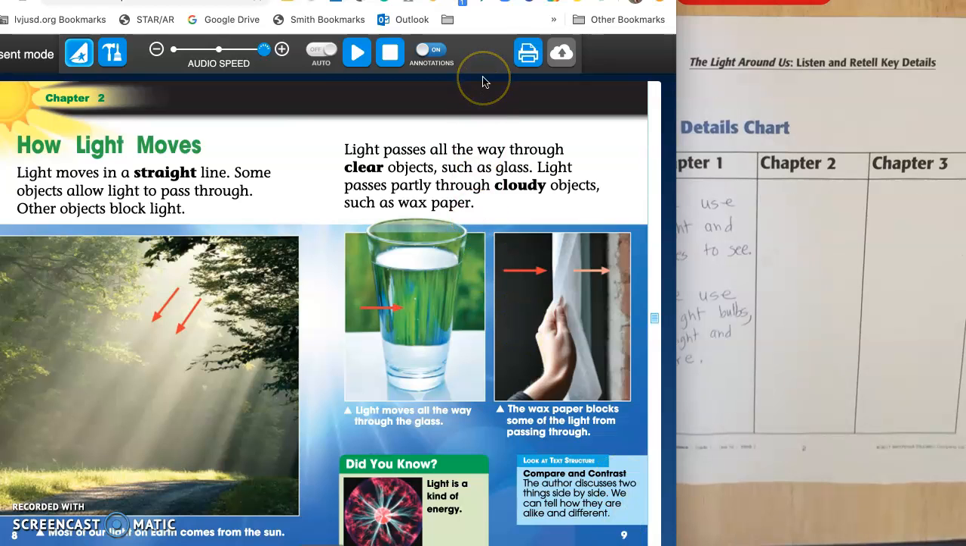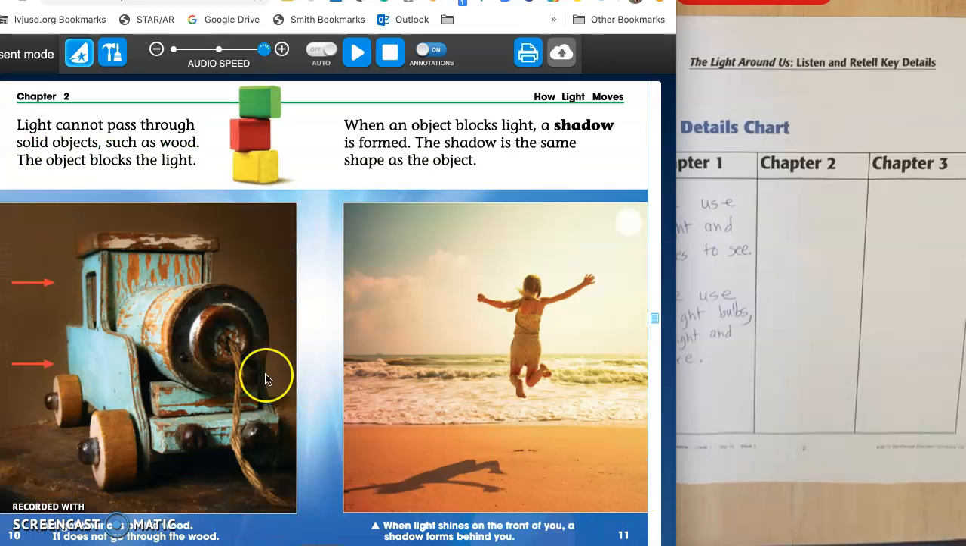How light moves. So the heading is a clue about what we should listen for in key details. Light moves in a straight line. Some objects allow light to pass through. Other objects block light. Light passes all the way through clear objects such as glasses. Light passes partly through cloudy objects such as wax paper. Light cannot pass through solid objects such as wood. The object blocks the light. When an object blocks light, a shadow is formed. The shadow is the same shape as the object.